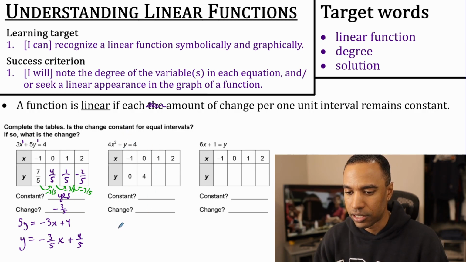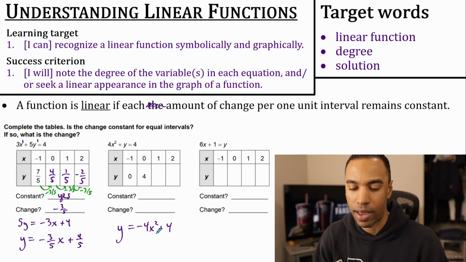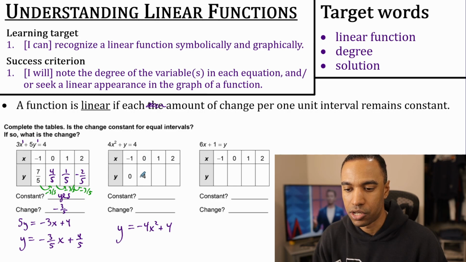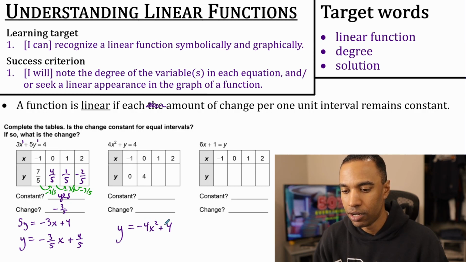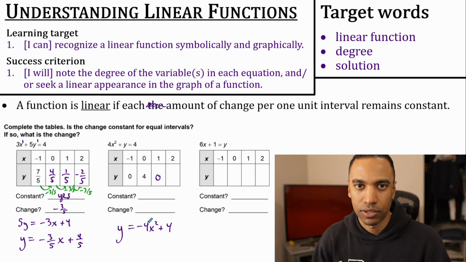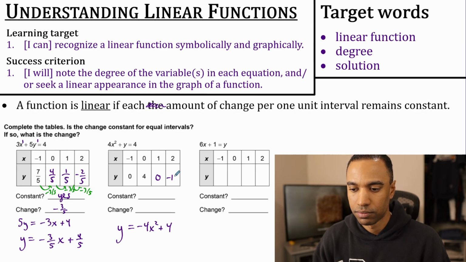Let's rewrite this to get y by itself. Subtract 4x squared from both sides. And I'm going to substitute some of these values. They substituted some for us already. They substituted negative 1 and 0. Now we're going to substitute 1. 1 squared is 1 times negative 4 is negative 4, plus 4 is 0. 2 squared is 4 times negative 4 is negative 16, plus 4 is negative 12.